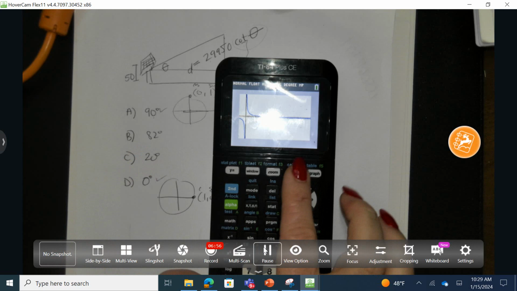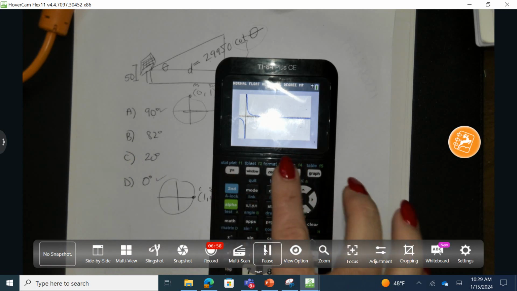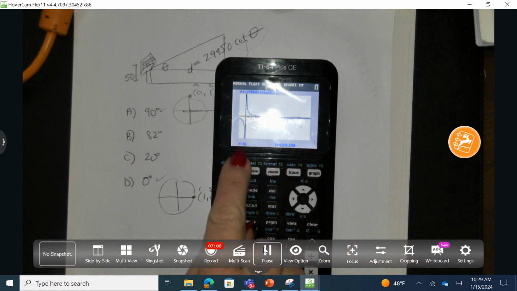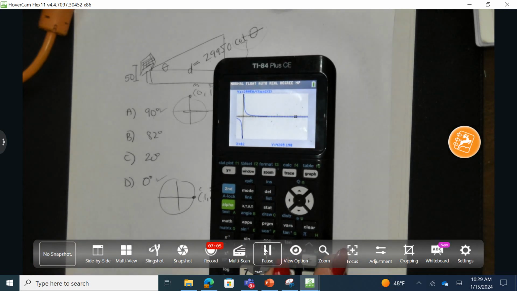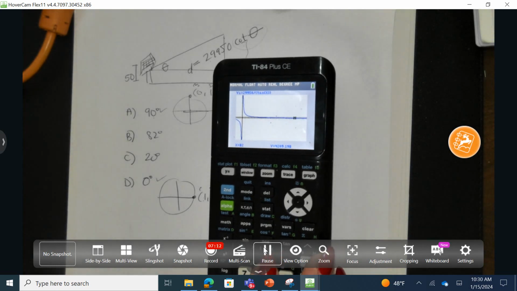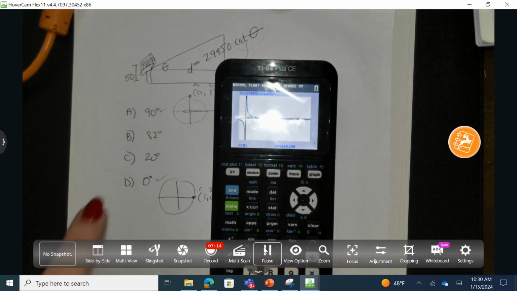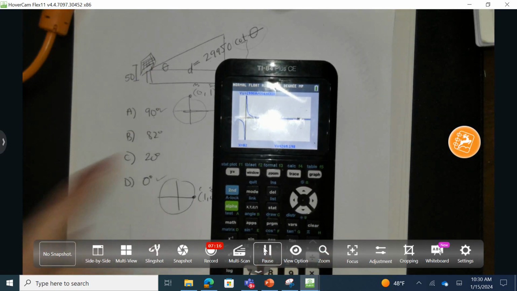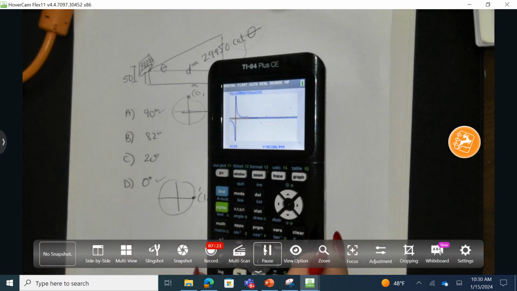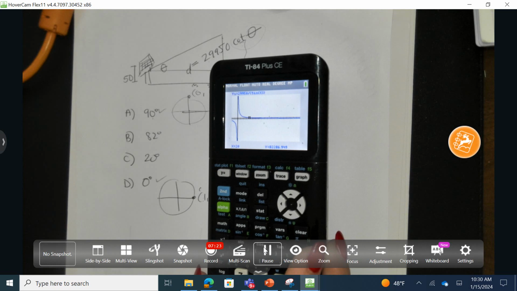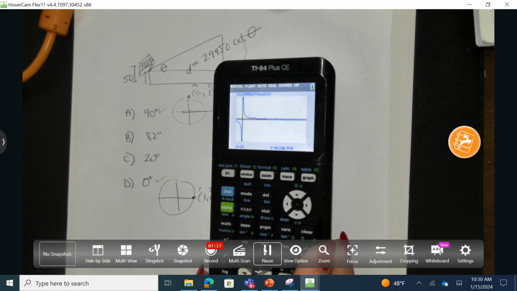Let's do B. So for B, I'm going to do second trace value, and 82 is going to match up with approximately 4,209.198 feet. That's the distance from this observation tower to the airplane when this interior angle is 82 degrees. Now let's do 20. Interior angle is 20. Now the distance is 82,286.949 feet.